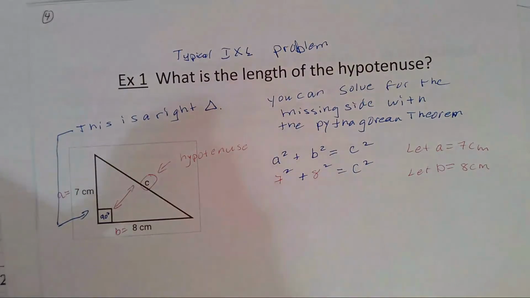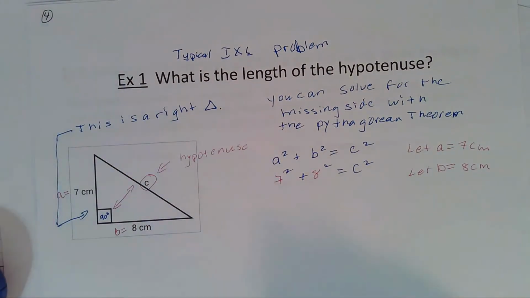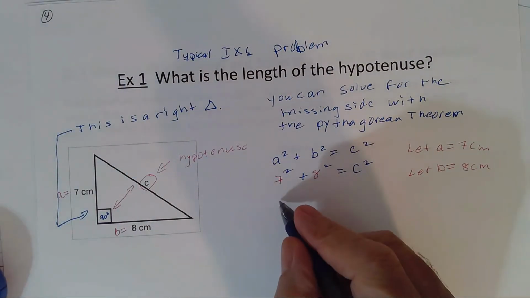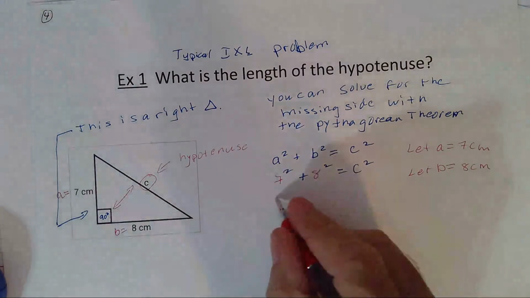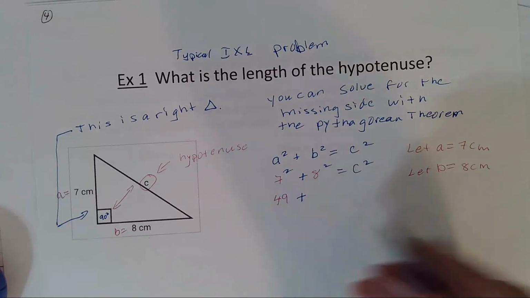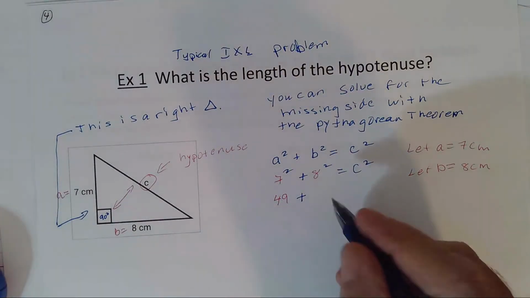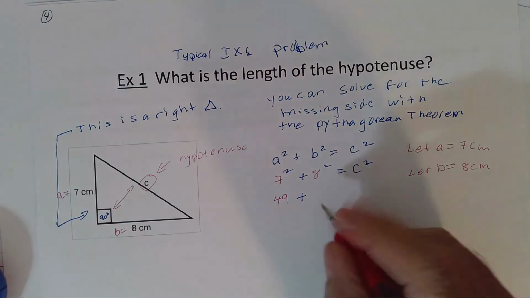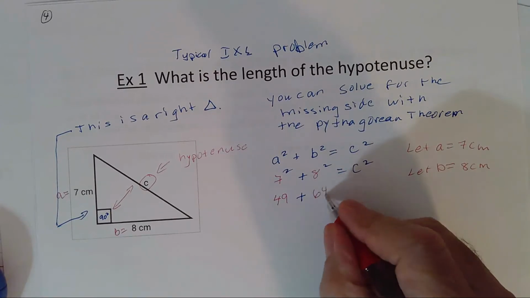So you could do 7 cubed, and you know what that instantly is. But here, this is 49, and then what is 8 squared? Well, 8 times 8, if you use a calculator, you'll find it's 64. So I've got 49 plus 64, and that equals c squared.